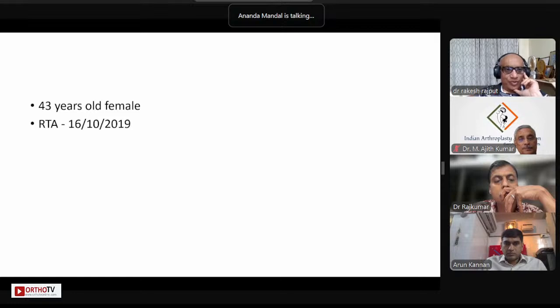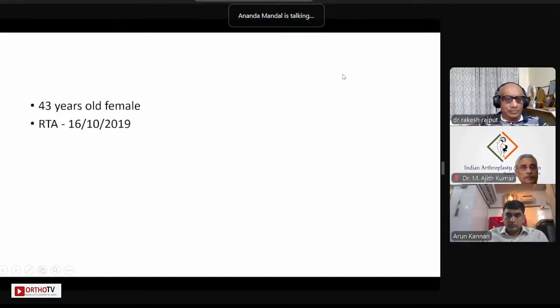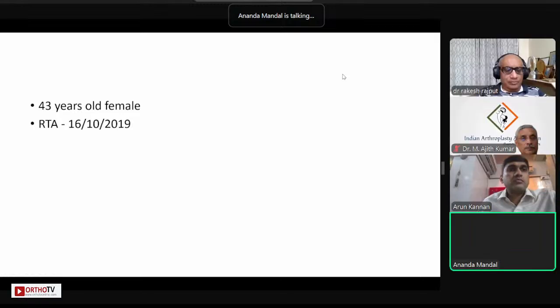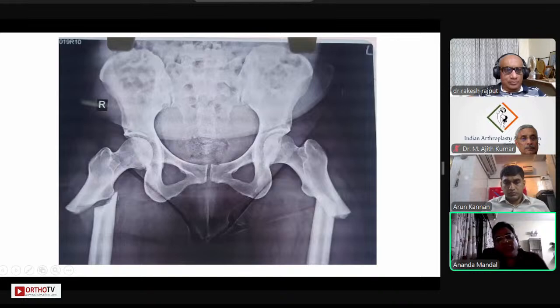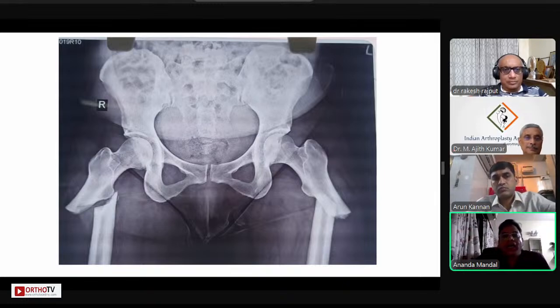It is a 43-year-old female who met with a road traffic accident on 16/10/2019, and this is the first X-ray with which she attended an orthopedic surgeon.